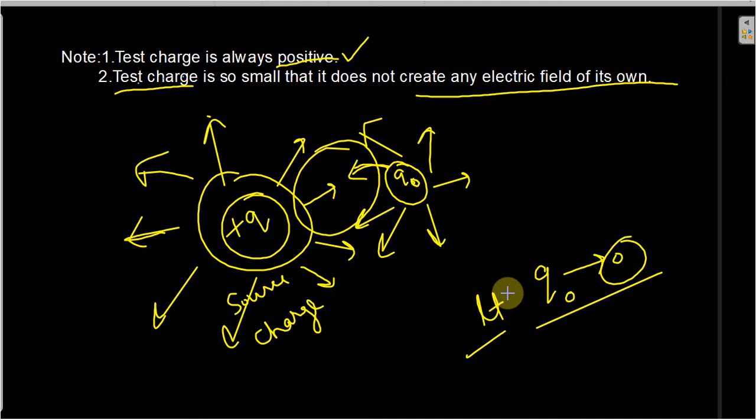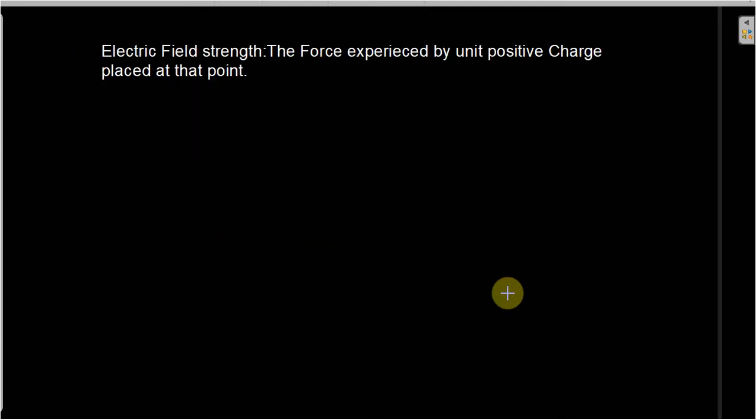So always take the test charge positive, and the value of the test charge is very small as compared to the source charge. The next thing is electric field strength, or you can say intensity of electric field. So how will you define it? Intensity of electric field.